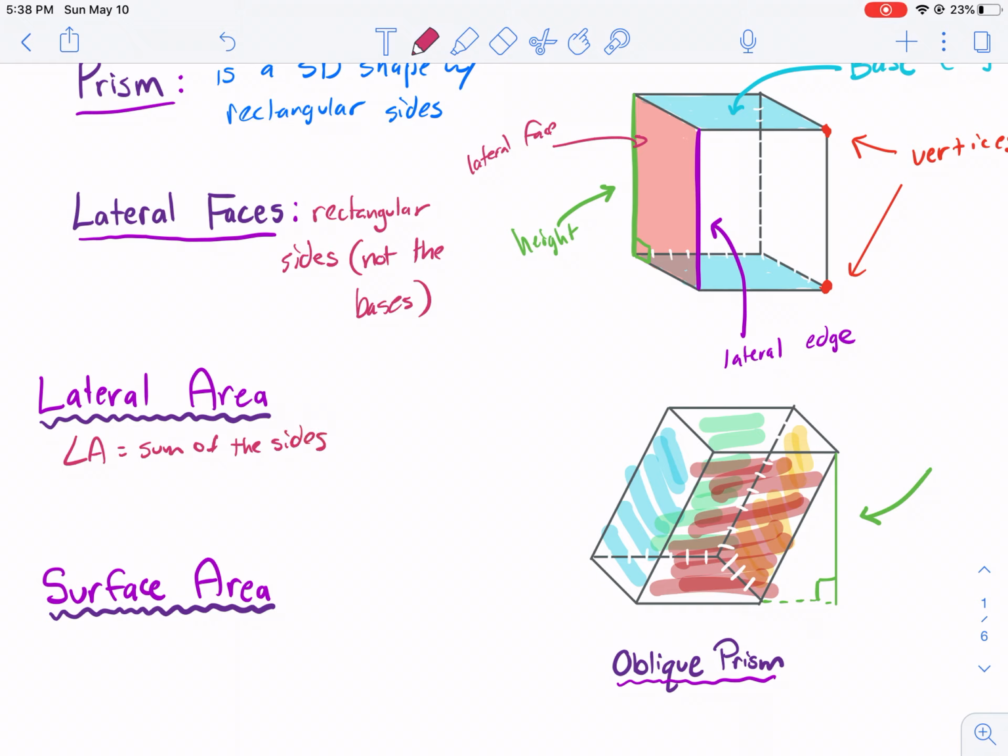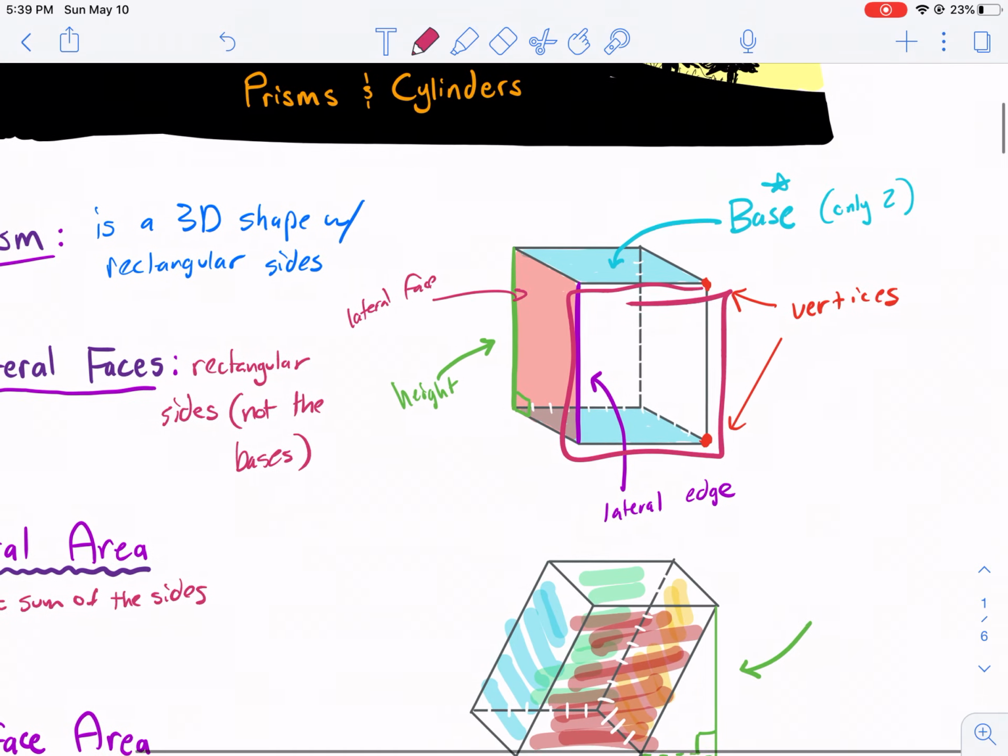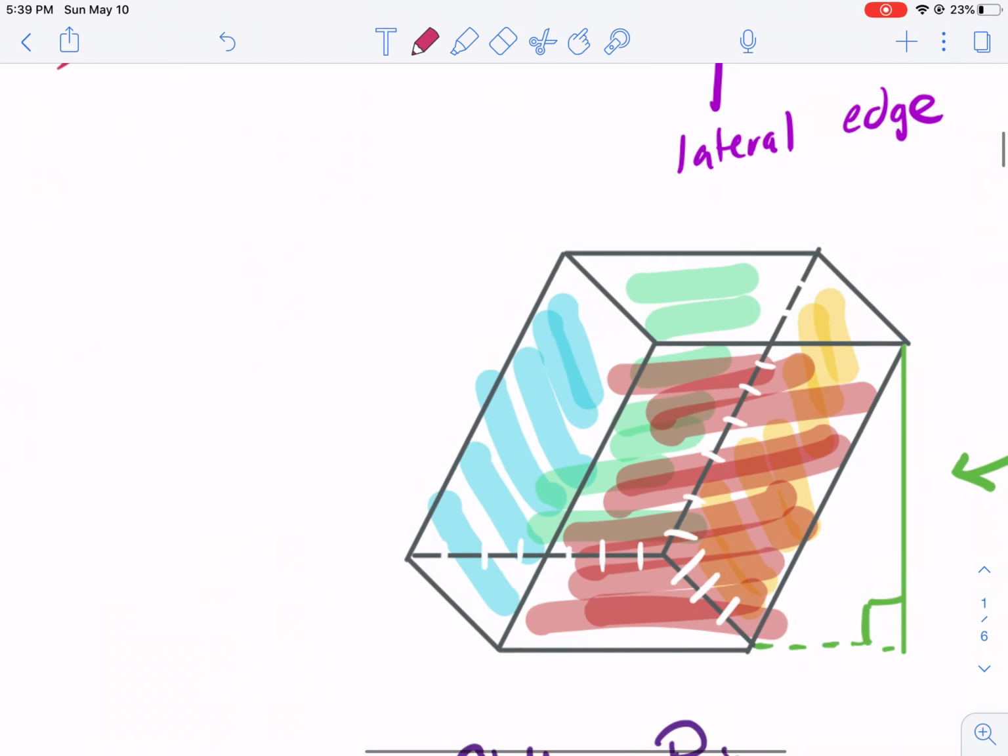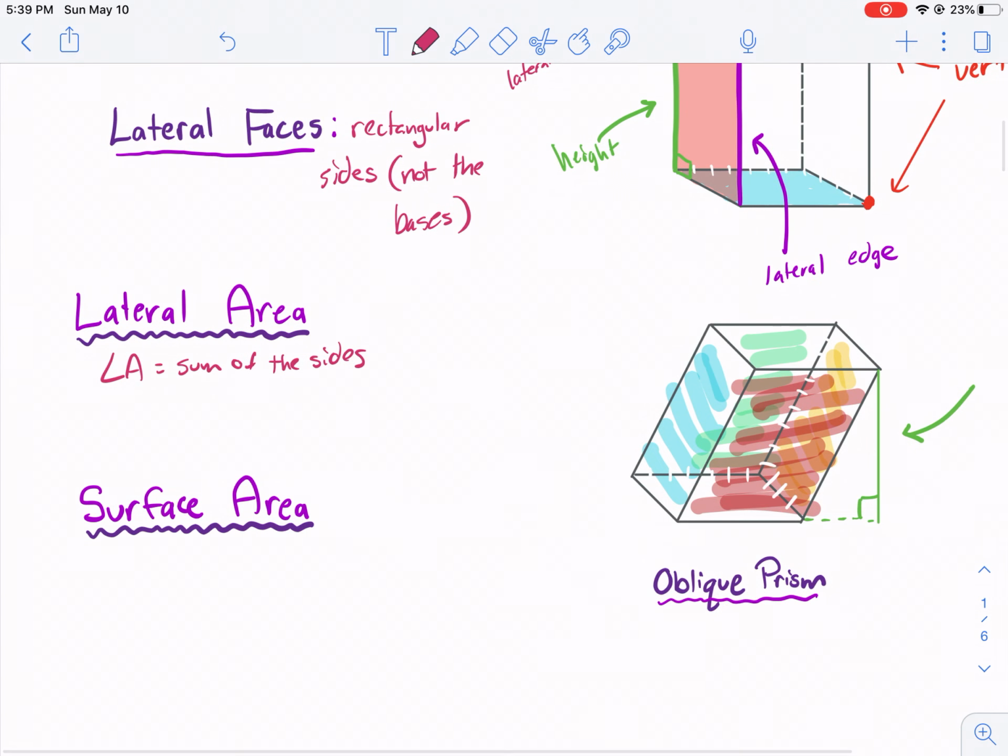Now, for an oblique prism, it's going to be parallelograms that you're dealing with. So see how it's not a rectangle? Over here, this is a rectangle for this one, 90-degree angles. But for an oblique, you're going to have parallelograms, so you need to calculate the area of the parallelograms. For non-oblique lateral area, you can use this handy formula. It makes it much quicker.